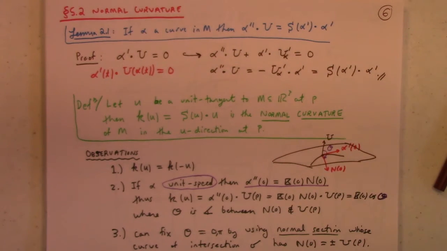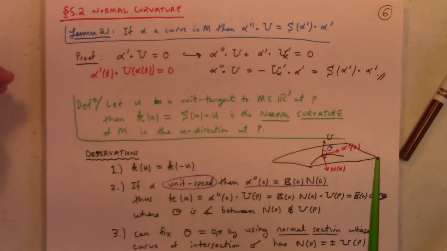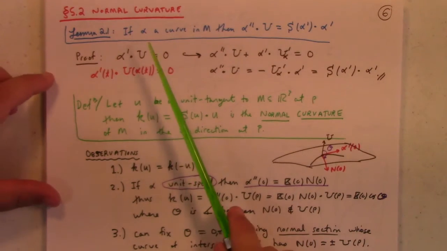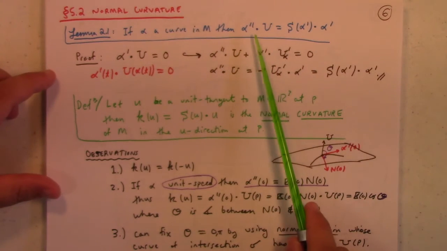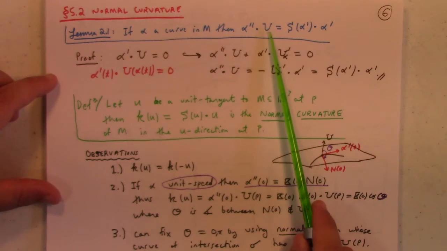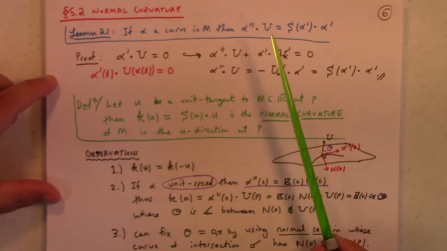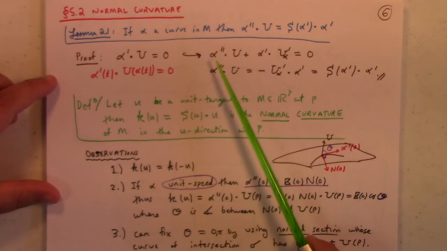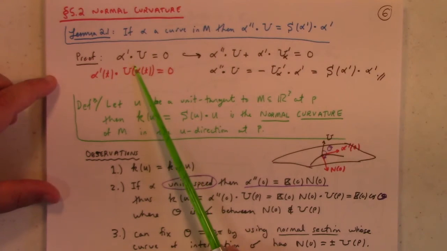Alright, so continuing lecture 15, let's talk about the normal curvature. Start with a lemma. If alpha is a curve in M, then the acceleration dot the unit normal to the surface is equal to the shape operator acting on the velocity dot the velocity.